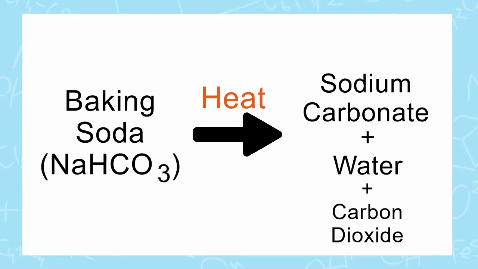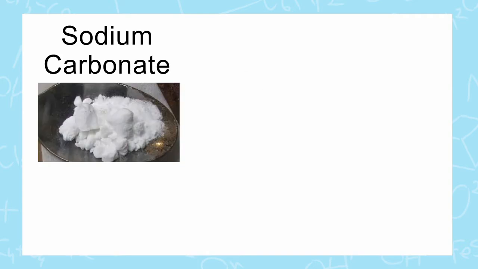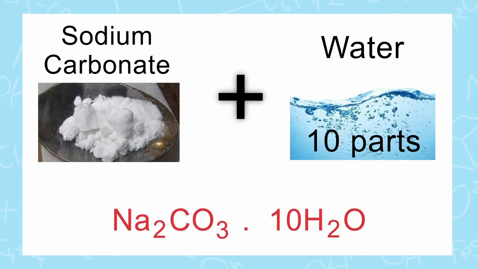That is the CO2 gas that makes our cakes fluffy, right? That's what we studied. So now, apart from the CO2 and H2O, there is Na2CO3, sodium carbonate. We use this sodium carbonate to bring us washing soda. So for this, if I take the sodium carbonate and add 10 parts of water, that will give me sodium carbonate dot 10H2O. So the equation will be Na2CO3 + 10H2O gives Na2CO3·10H2O.